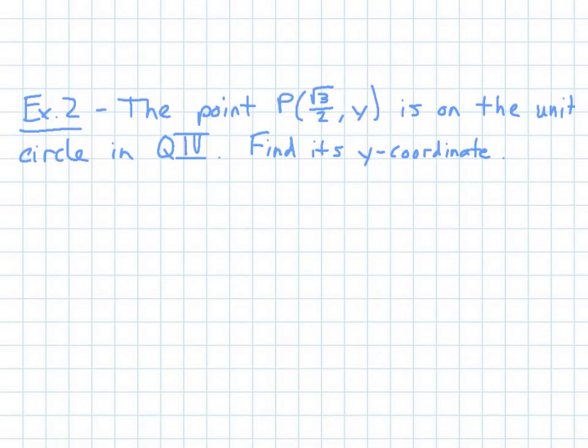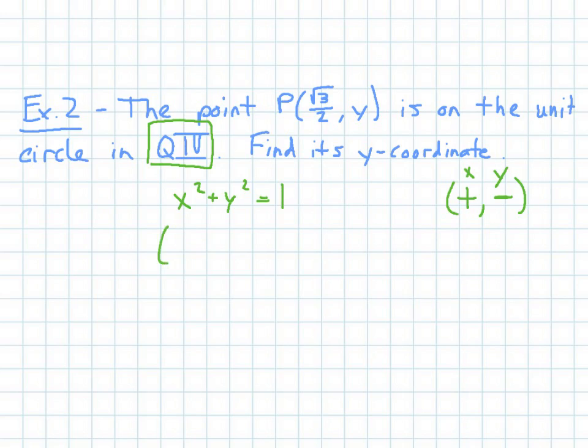Next example, we have a point P that has the ordered pair (square root of 3 over 2, y) and is on the unit circle in the fourth quadrant. Find its y-coordinate. It's telling you the point is on the unit circle, so we can use our equation for the unit circle to help us find the other coordinate. Also notice that it gave us a quadrant. Think about the fourth quadrant: your x will be positive and your y will be negative. So we want a negative answer when we're done.